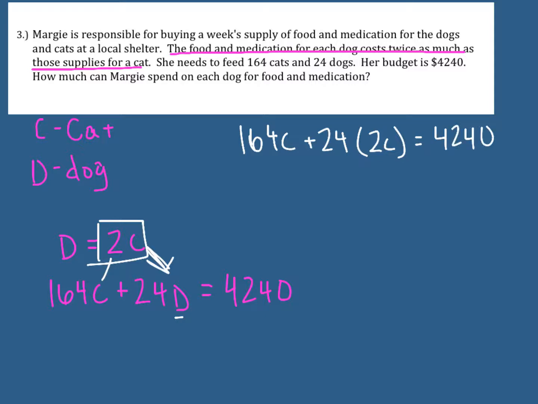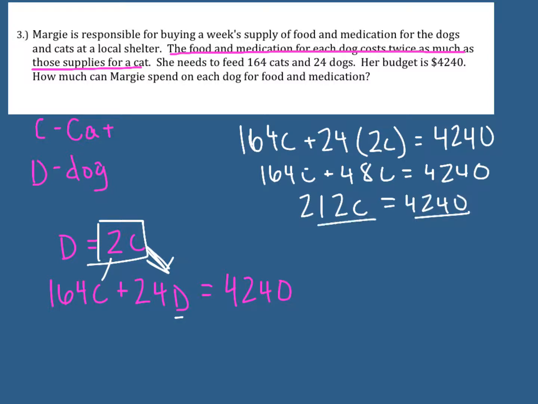And now we're left, of course, with an equation with only one variable, solving for the cat cost. So 164C plus now 48C equals 4240. 164 plus 48 is 212. Oops. So 212C equals 4240, and we just need to divide both sides by 212.